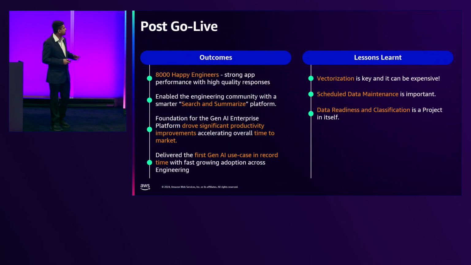So definitely, I have been talking about the post-go-live outcomes. We have 8,000 happy engineers. Generally our expectation was to have a 50% acceptance rate, but we have around 72% acceptance rate. That is because of the intuitive user interface we have built. Prompt engineering we have enabled in the UI itself as well.